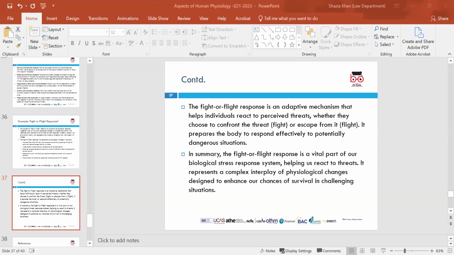in how we deal with stress and danger. It also interacts with our body, and it's a big part of our biological stress response, helping us to react to threats. The response represents a complex interplay.